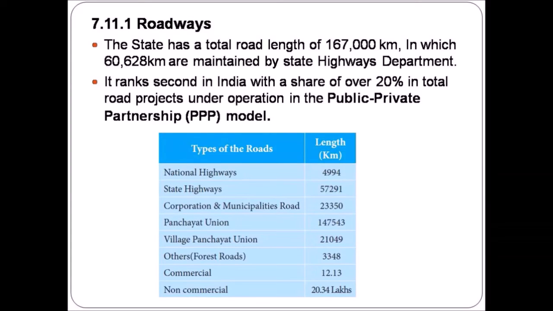Roadways. In Tamil Nadu, the total road length is about 1,67,000 km, in which 60,628 km are maintained by the State Highways Department. Tamil Nadu ranks second in India with a share of over 20% in total road projects under operation in the public-private partnership model. That is, in this model, a long-term contract is made between government and private entity, through which the government and private party partner in the provision of public services.